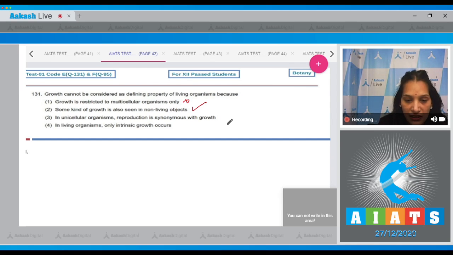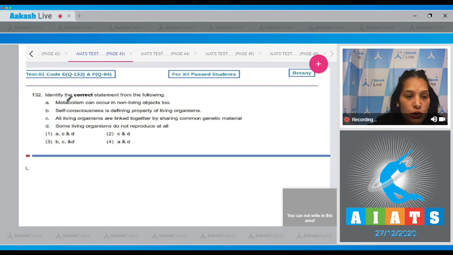This statement is correct, but this is not the reason why growth cannot be considered as the defining property of living organisms. Fourth, in living organisms, only intrinsic growth occurs. Again, this statement is correct, but this is not the correct explanation of the question. So the correct option for the given question is option number 2. Let's move to the next question.